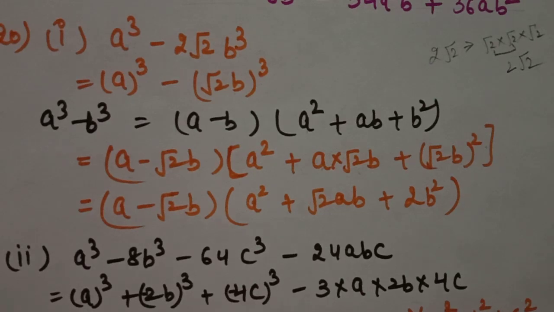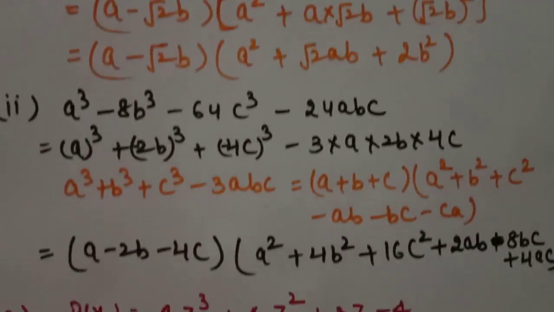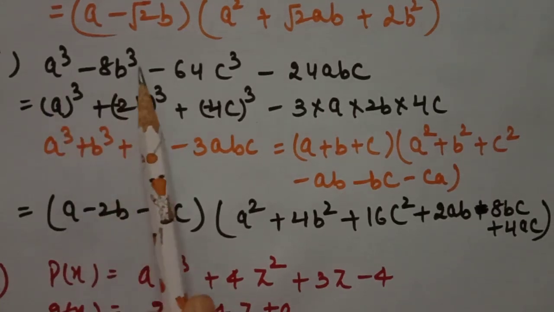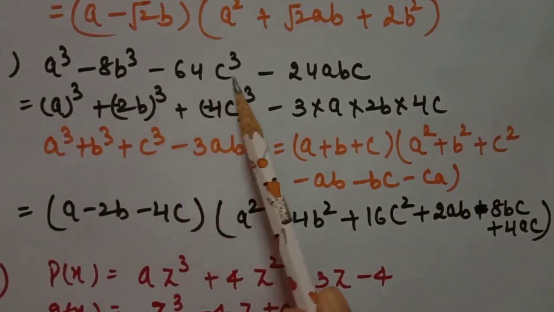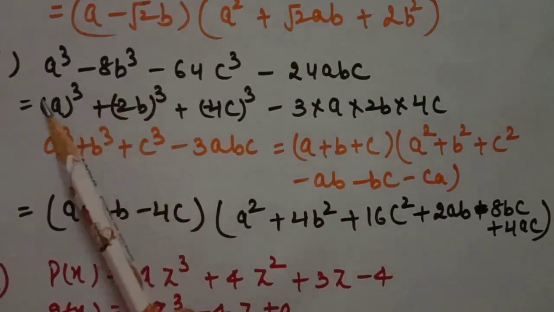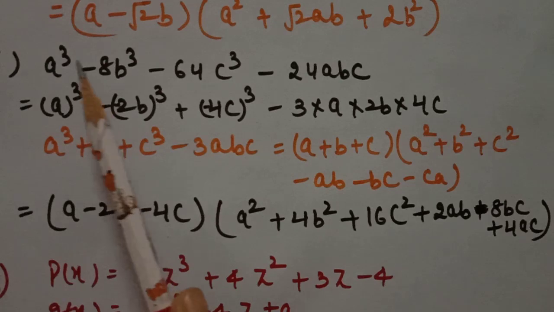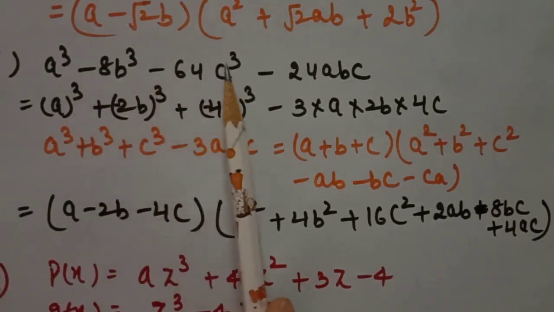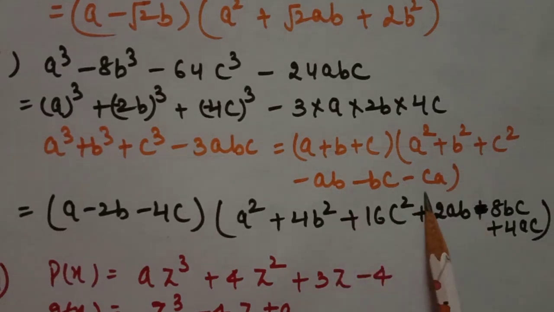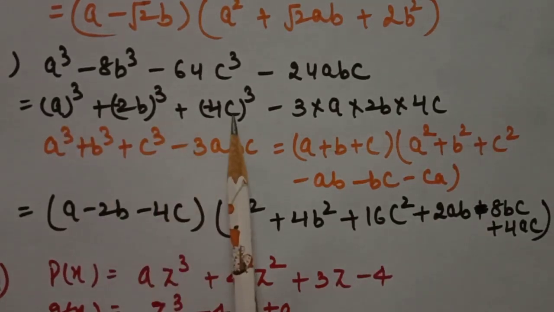Second part of question number 20 was this: a cube minus 8b cube minus 64c cube minus 24ab. So students, we have to factorize this. It is clearly visible we have 3 cubes, so definitely the 8th identity will be applied here. So we have to change it as a whole cube.